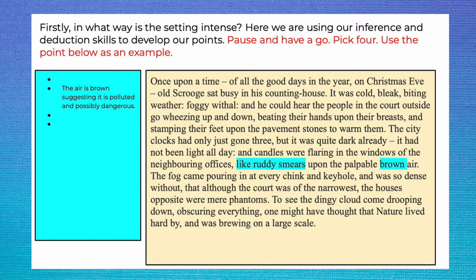So you are going to pause in a minute and have a go. And I want you to use the example below. Be specific with your inference. So here, the air is brown suggests that it is polluted and possibly dangerous. So the fact that it's possibly polluted and possibly dangerous, those are the specific inferences you are making from the fact that the air is brown. Pause the video now and have a go.